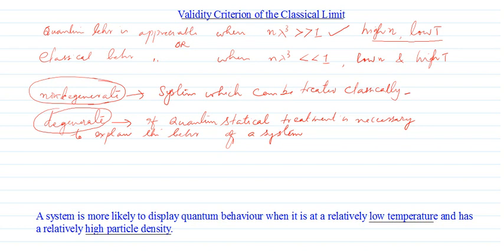Mathematically speaking, the condition n lambda cube very much greater than 1 is known as the degeneracy criterion. So this is also known as the degeneracy criterion.